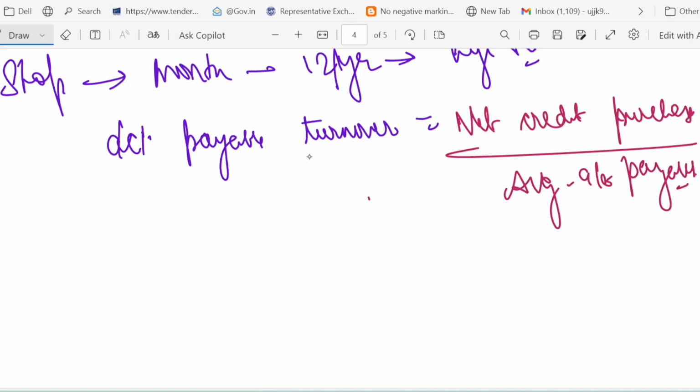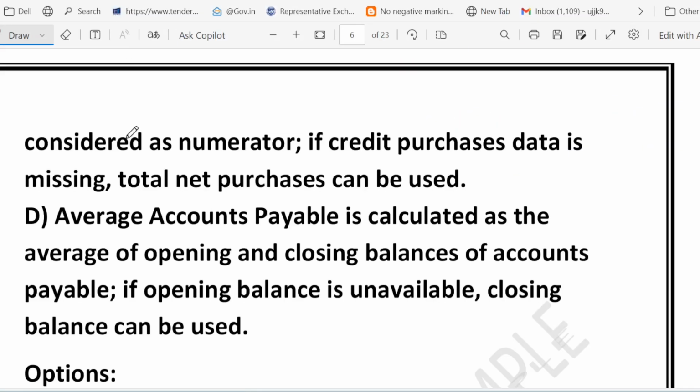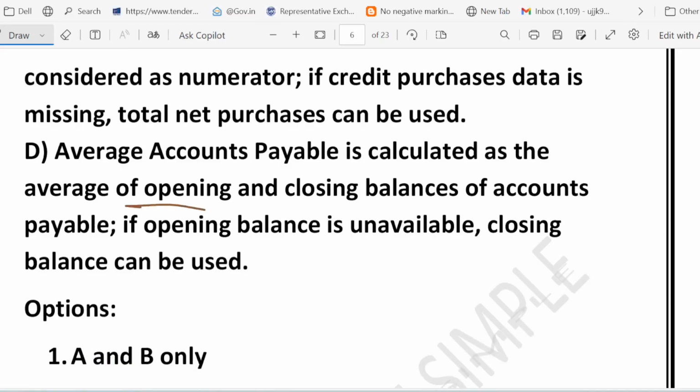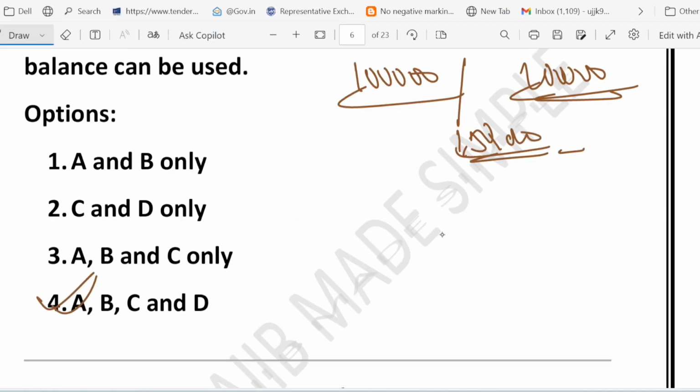Now the question is, why only credit purchase? Because payable means money owed to the supplier, and cash purchases don't create payables, right? That's why only credit purchase. But if the company does not give a credit breakup, then we have to use total purchase as a substitute. Now what about option D? Option D says that average of the opening balance and closing balance, and yes, A, B, C, D all are correct.